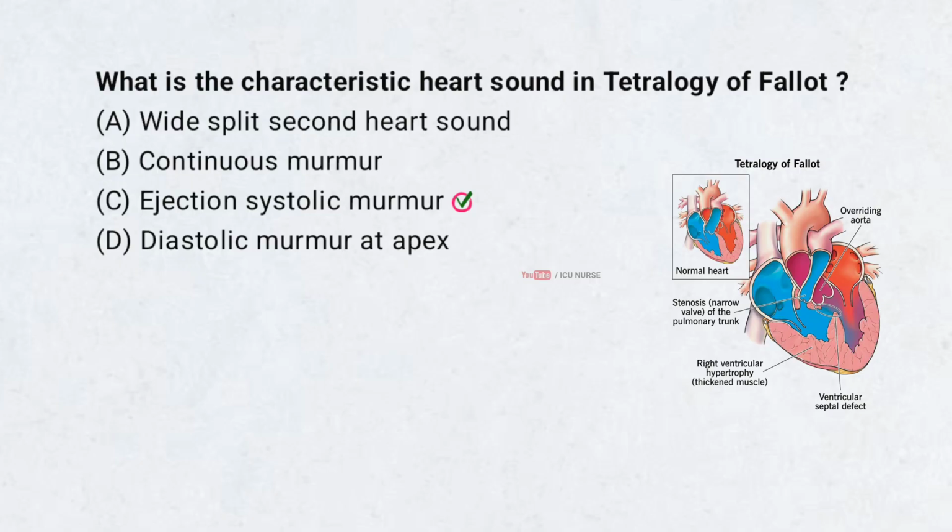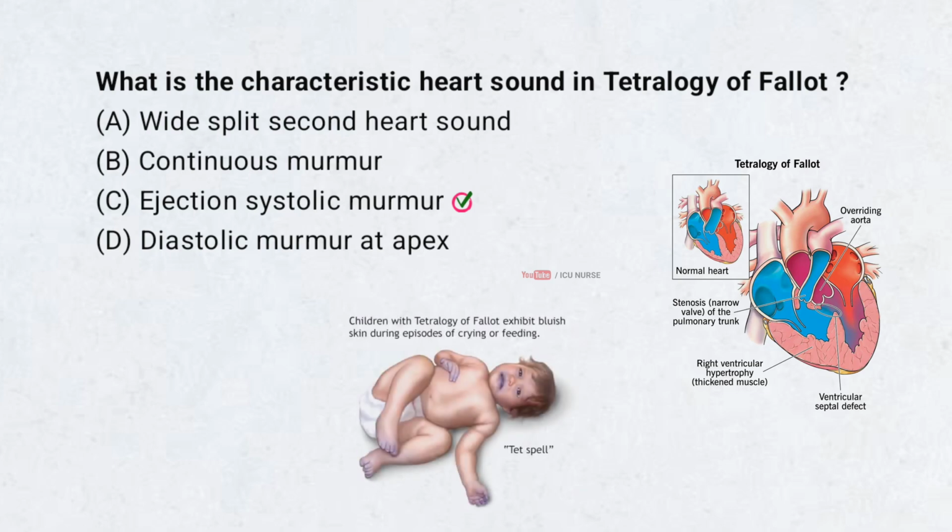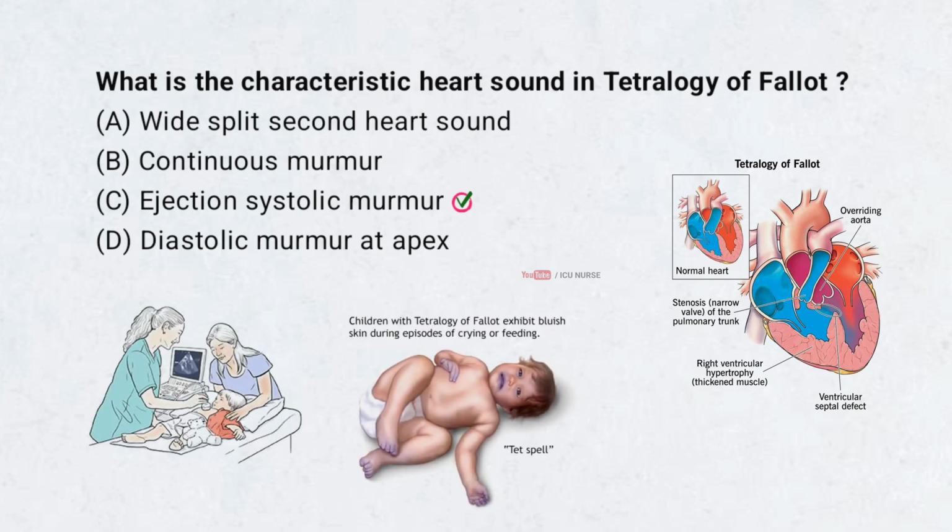Tetralogy of Fallot typically presents with an ejection systolic murmur due to right ventricular outflow obstruction. Cyanosis and tet spells are also seen. Diagnosis is confirmed by echocardiography. Surgery is the definitive treatment.